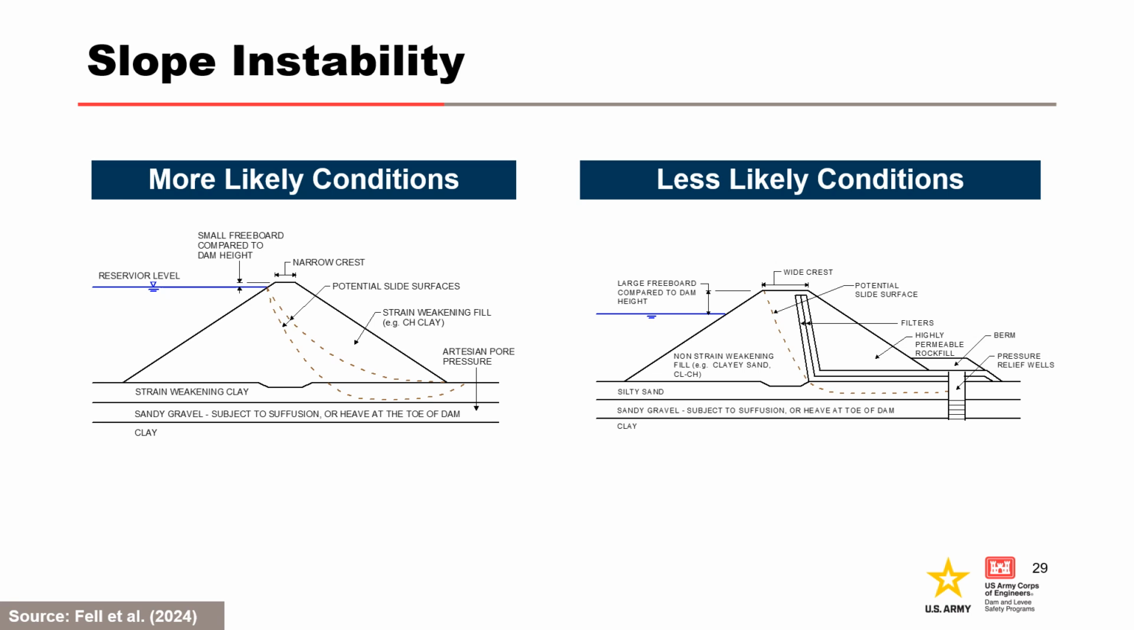Although it is possible, this is generally not considered to be a very likely breach mechanism for most dams. No historical failures from slope instability due to increased pore pressures in the downstream slope are known to exist, and a unique set of circumstances would need to exist for it to be a major concern. Conditions making this breach mechanism more and less likely to occur are shown on these two cross-sections.